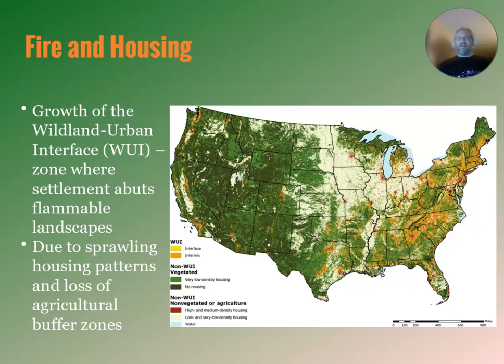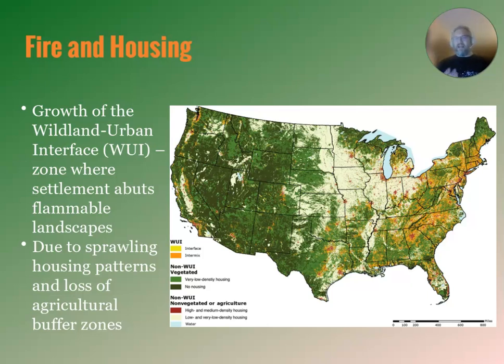So this is described as the growth of the wildland-urban interface, or WUI. So if you go to talk to fire personnel, you'll hear them talk about the WUI a lot. So the wildland-urban interface is the zone where settlement, so places people are living, abuts flammable landscapes. So where you have a landscape that is able to burn and you get people living right next to it or scattered within it. So what you're seeing on this map here for the lower 48 states, the yellow and orange are different types of WUI. So there's specific definitions of those that I won't get into here.